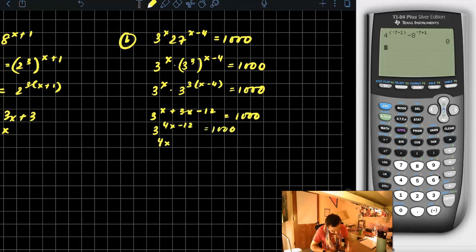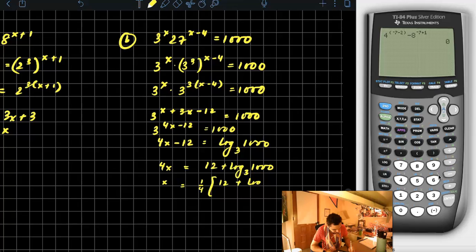I'm going to apply the definition of a log. Log base 3 of 1000. Okay, we'll go to a calculator for that, but for our final steps we need to add 12 to that. So 12 plus log base 3 of 1000. And to get rid of the 4, we're going to divide both sides by 4. So here we're going to say 12 plus log base 3 of 1000, close parentheses, and divide by 4.